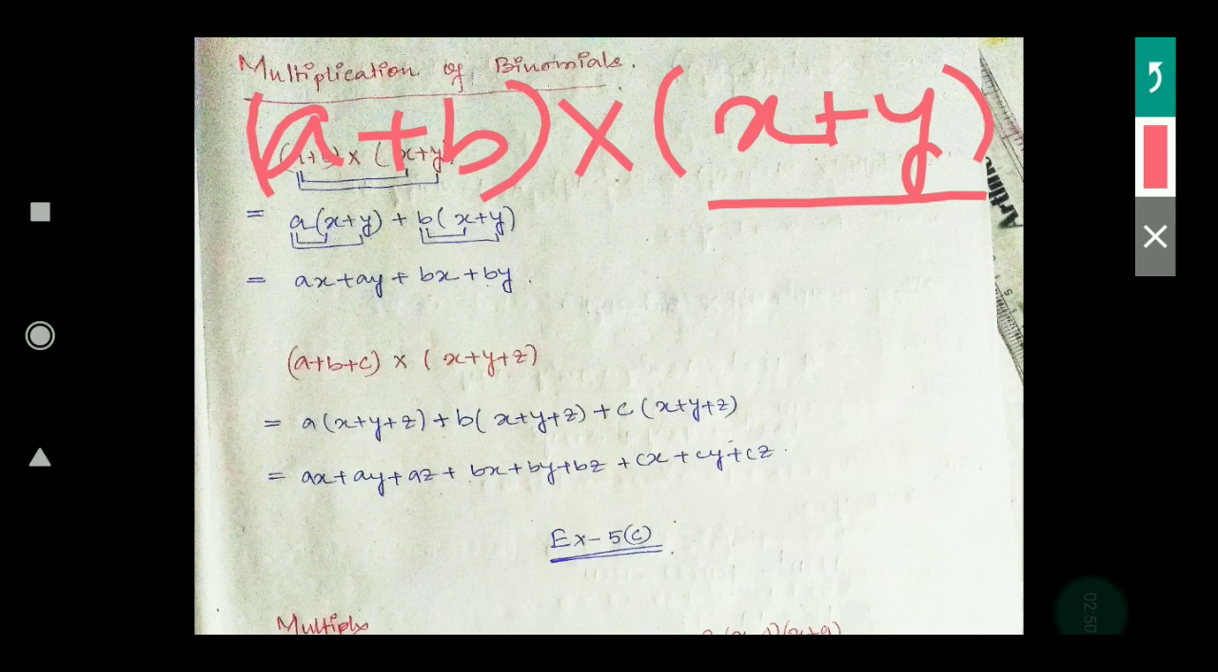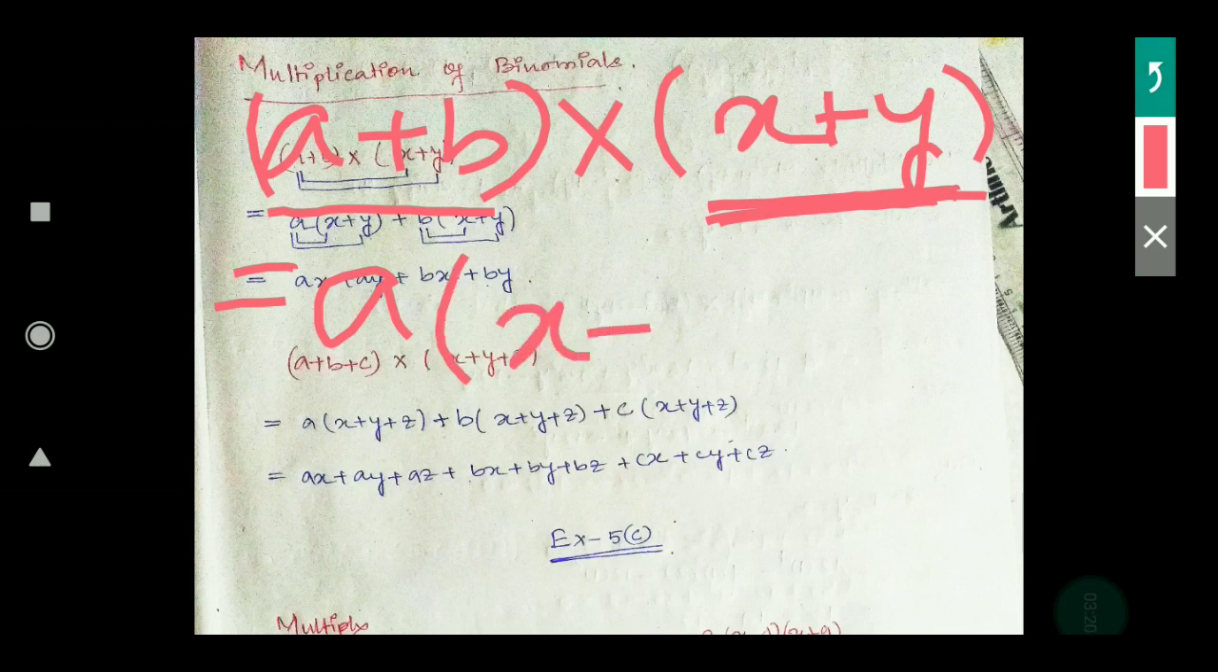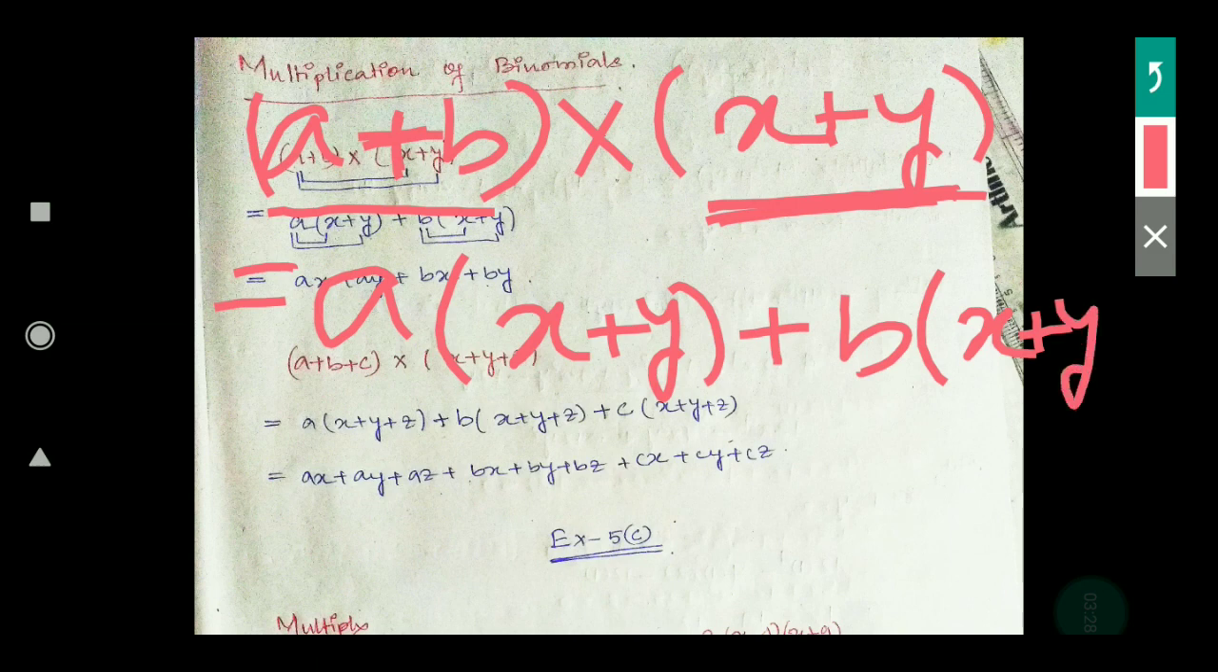At that time there is no need to do this split. So this x plus y together is considered as one term. If it is given one binomial with one monomial, you will split it, no? So here I will write a into k. This whole term you consider as k, then it will be a into k. So here what is your k? x plus y. So it will be a into x plus y. Here plus is given, so between them plus b into k, k means x plus y.